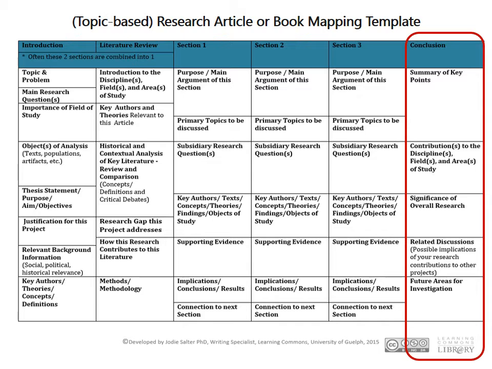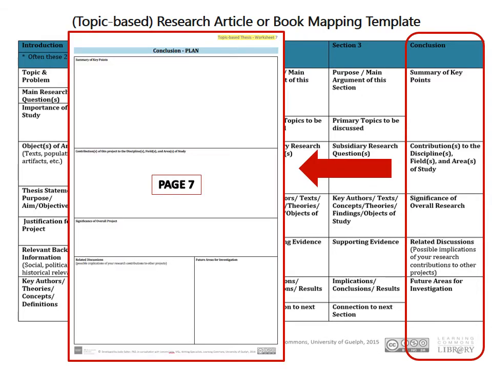The final column, the conclusion, corresponds with page 7 in the workbook. Here, we have space to begin to make notes for ourselves of what we need to capture in the conclusion of our article or book. Thus, each column in the master template has a corresponding sheet in the workbook, where we can begin to gather our ideas and begin writing in sections.